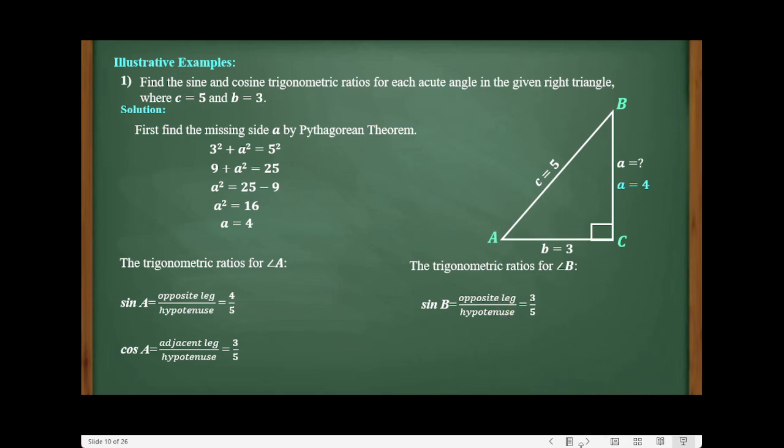Okay? Then next, cosine of angle B. It is defined as the adjacent leg of angle B over the hypotenuse. Now, if this is your angle B, where is that adjacent leg? When you say adjacent, yung leg na katabi nitong angle na to, obviously this one. And what is the length? It's 4 over the hypotenuse, whose length is 5. So that is 4 over 5.